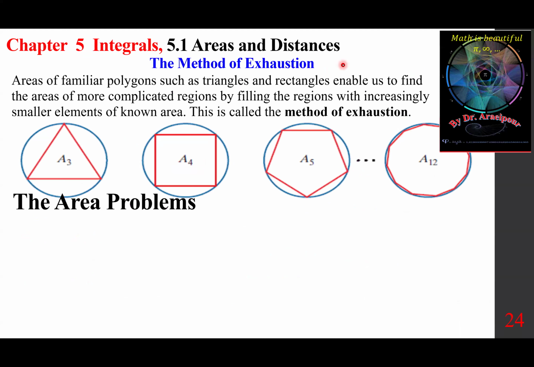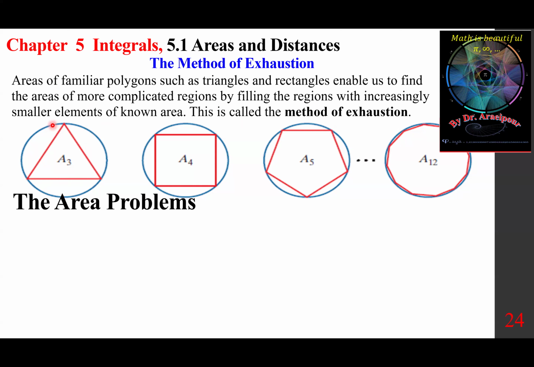5.1, areas and distances, the method of exhaustion. Areas of familiar polygons, such as triangles and rectangles, enable us to find the area of a more complicated region by filling the region with increasingly smaller elements of known area. This is called the method of exhaustion.